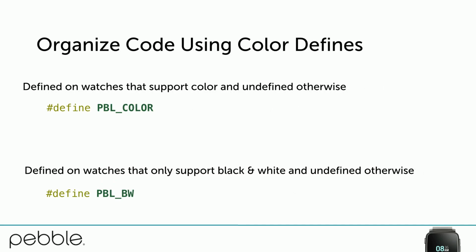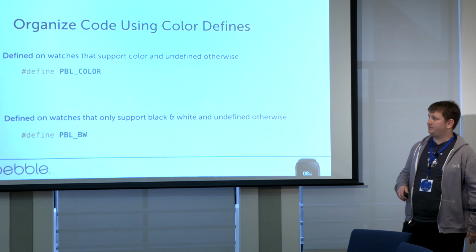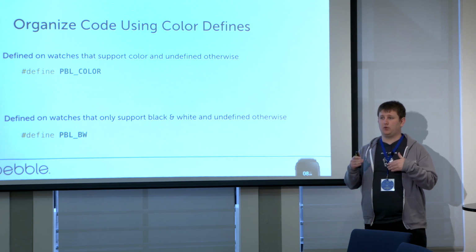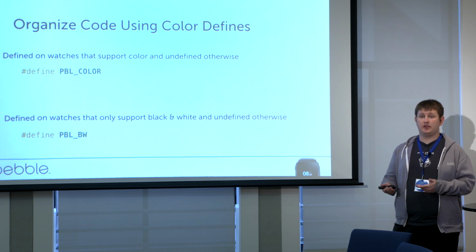And similarly, we've provided Pebble color and Pebble BW defines. These are useful if you have more than just a simple expression or value that could fit in those previous macros I mentioned. You can use these in if-def blocks to block out different sections of your code to run under the context of different levels of color support.